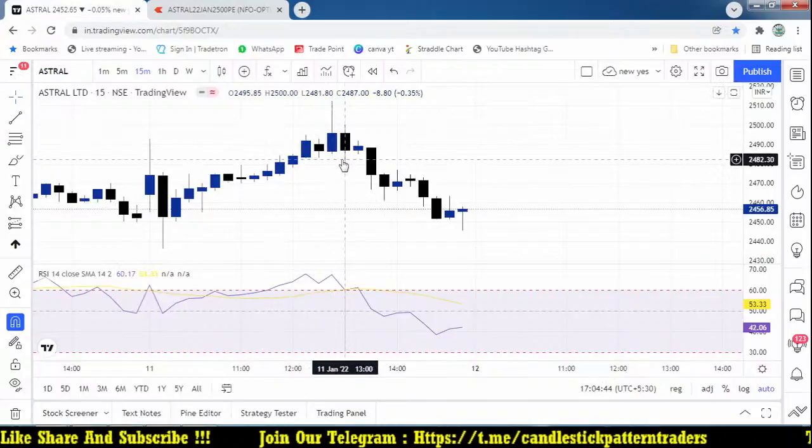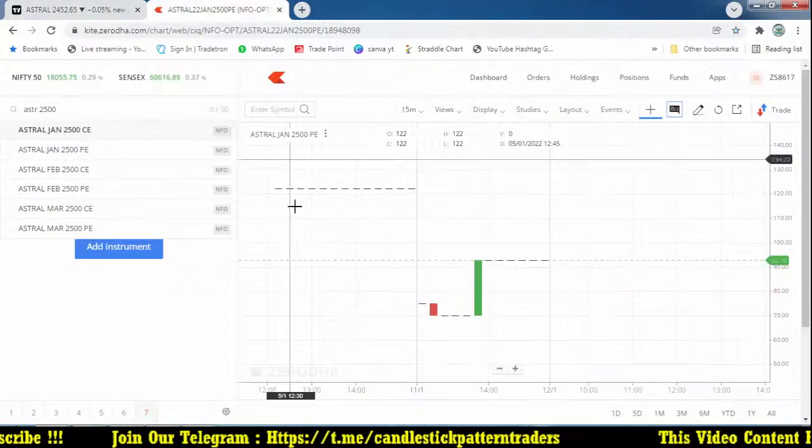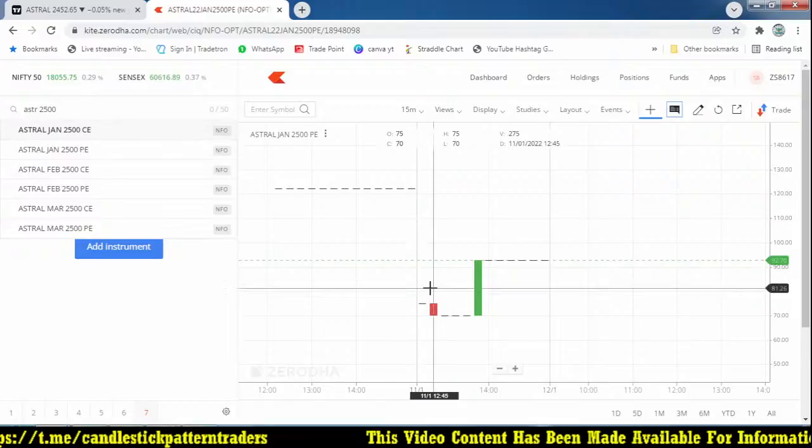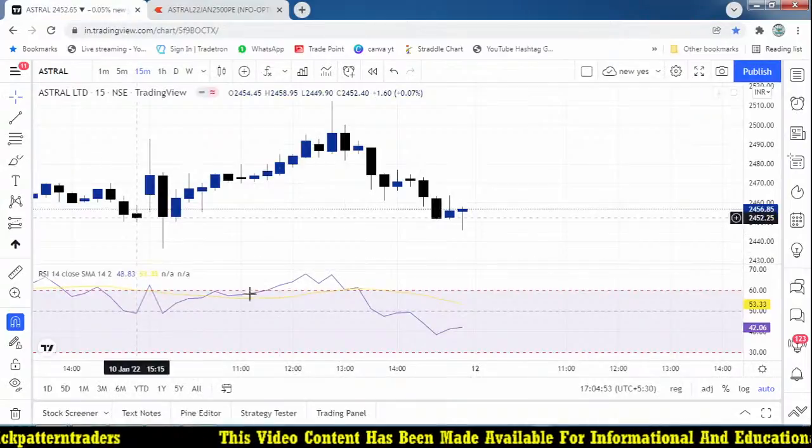Where we are getting the opportunity at 2482, the option is not traded. Even on the round number strike price it is not traded with good volume. So simply ignore the stock while doing option trade.